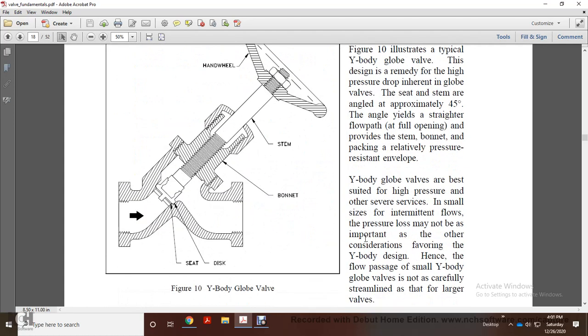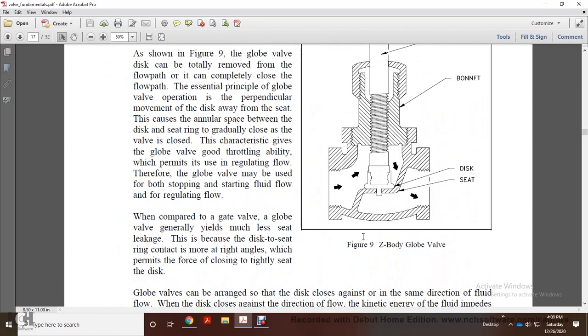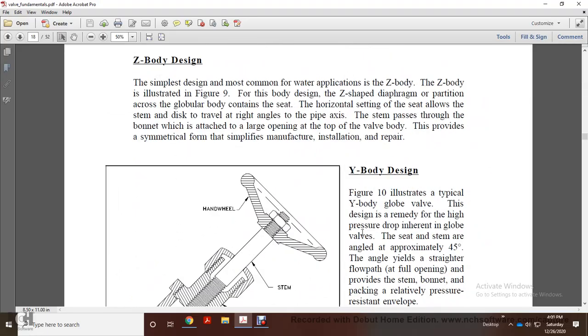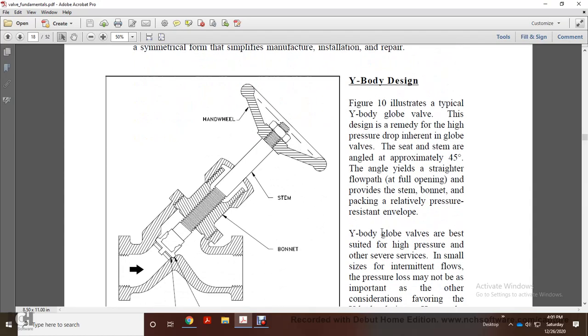So we have Figure 10. Figure 9 was your Z body, and Figure 10 is your Y body. The Y body design. Figure 10 illustrates a typical Y body globe valve design, a remedy for the high pressure drop inherent in the globe valve. The seat and the stem are angled at approximately 45 degrees. The angle yields a straighter flow path. The full opening provides the stem, bonnet, and packing relative to the pressure-resistant envelope.